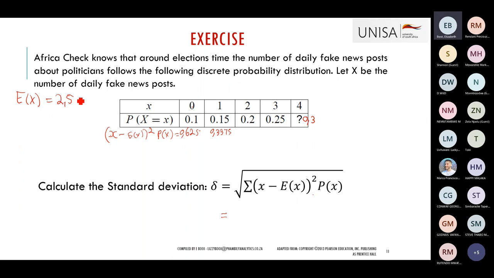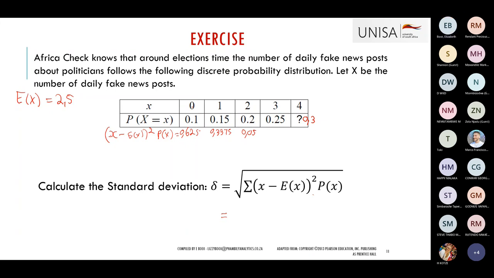Two minus 2.5 squared. Two minus 2.5 equals, and then square the answer and multiply that by 0.2. What do you get? It's 0.05. So let's go to the next one.